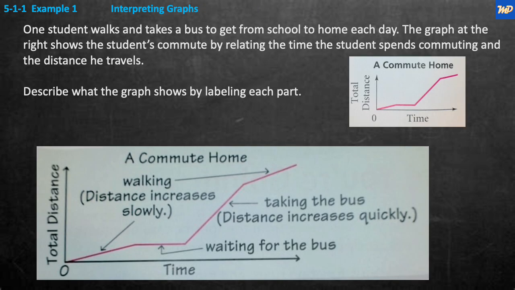So example 1, interpreting graphs. One student walks and takes a bus to get from school to home each day. The graph at the right shows the student's commute by relating the time the student spends commuting and the distance he travels. Okay, so we look at this graph here and it says we have a commute home, the commute home.